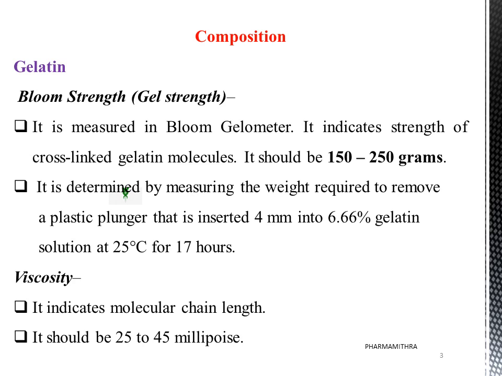Next, we are considering the composition of the capsule. First component is gelatin. Note the bloom strength or gel strength. This is very important in the competitive exam as well as for viva purposes and theory. What is bloom strength or gel strength? Simply, bloom strength is measured in a bloom gelometer, and it indicates the strength of cross-linked gelatin molecules.